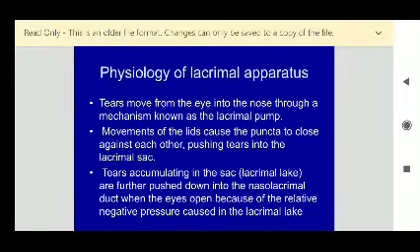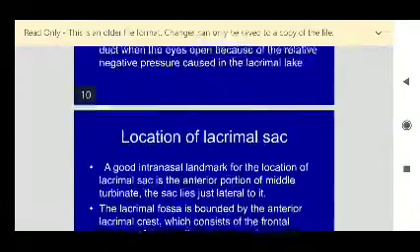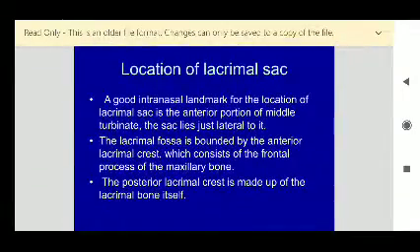Physiology of the lacrimal apparatus. Tears move from the eye into the nose through a mechanism known as the lacrimal pump. Movements of the lids cause the puncta to close against each other, pushing tears into the lacrimal sac. Tears accumulating in the sac are further pushed down into the nasolacrimal duct when the eyes open, because of relative negative pressure caused by the lacrimal lake.